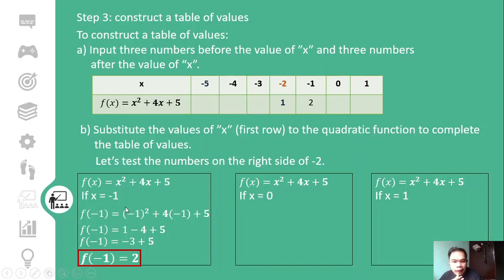Okay, next. Let's solve for the function of x in x squared plus 4x plus 5 if x is equal to 0. So f of 0 is equal to 0 raised to 2 plus 4 times 0 plus 5. 0 raised to 2 is equal to 0. 4 times 0 is equal to plus 0 plus 5. Now, copy f of 0. So we have here 0 plus 0 plus 5. Obviously, 5 na lang ang sagot na.